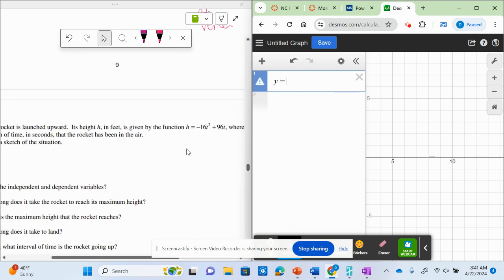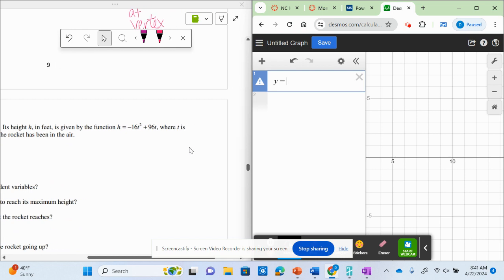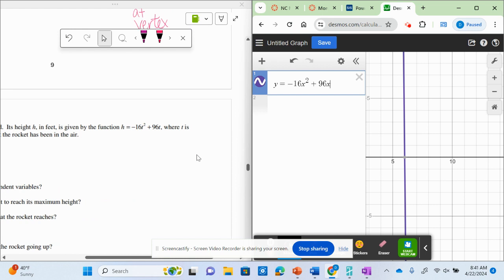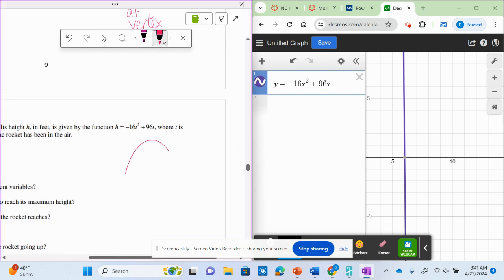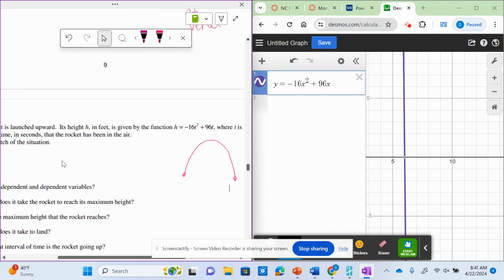A small rocket is launched upwards. Its height in feet is given by the function h equals negative 16t squared plus 96t, where t is the time. So this is a function that looks like this. Here's my rocket. It starts, it goes up in the air and comes right back down. Okay. So it says draw a sketch of the situation.